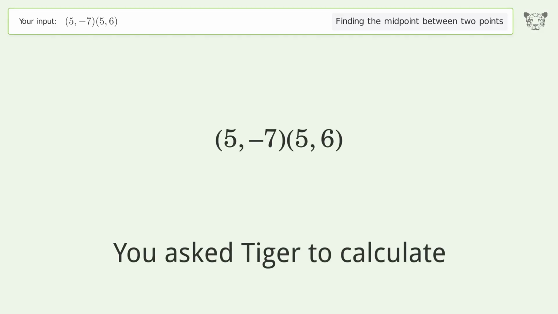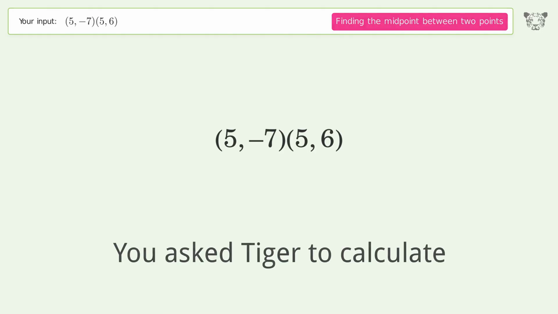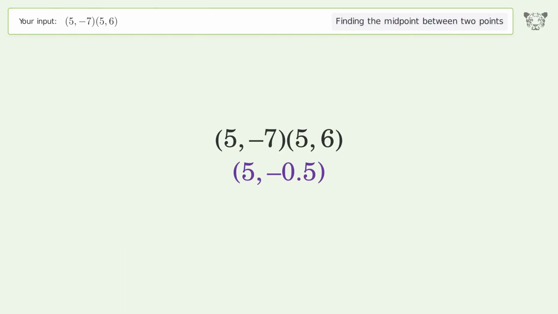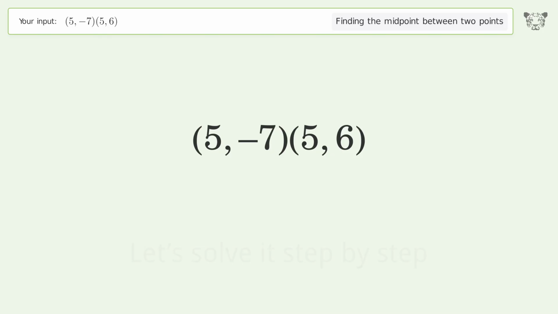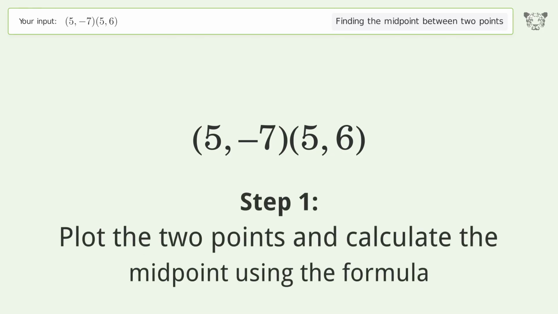You ask Tiger to calculate. This deals with finding the midpoint between 2 points. The midpoint between the 2 points is 5, negative 0.5. Let's solve it step by step. Plot the 2 points and calculate the midpoint using the formula.